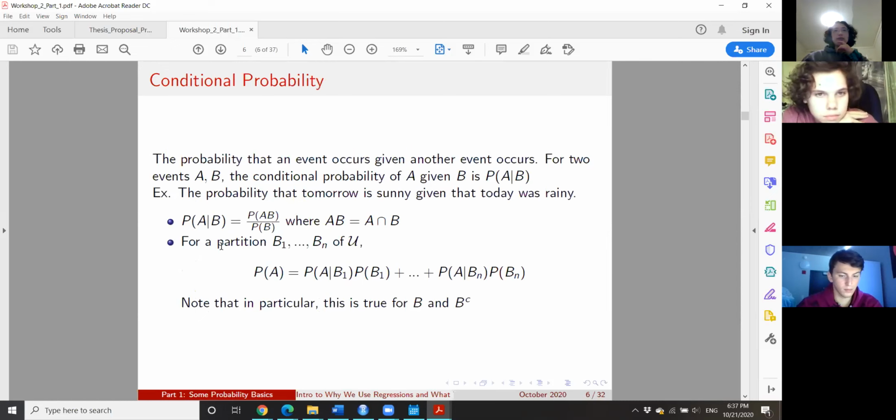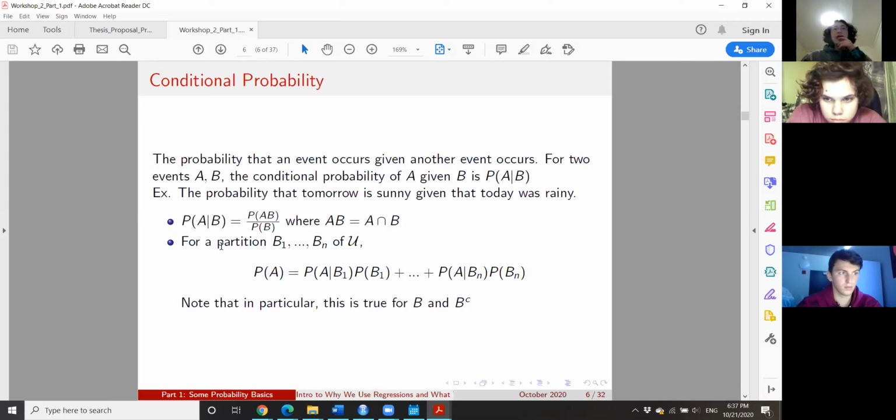Okay, so conditional probability. This is the probability that something happens given that something else has already happened, or given that you know something else happens. For example, the probability that tomorrow is sunny given that today was rainy. That's an intuitive way of thinking of it, right? But you can also think of it in terms of, if you know tomorrow is rainy, what is the probability that today is rainy, right? The order in which the events actually occur is not necessarily relevant for the conditioning.